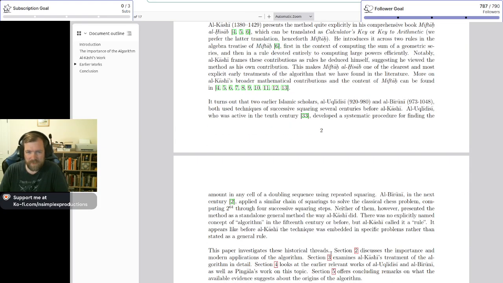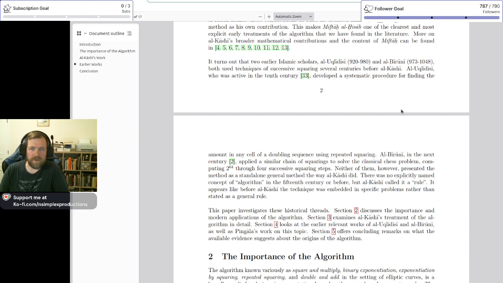So, pretty good. Turns out that two earlier Islamic scholars, Al-Uqaydisi and Al-Biruni, both used techniques of successive squaring several centuries before Al-Kashi. Al-Uqaydisi, who was active in the 10th century, developed a systematic procedure for finding the amount in any cell of a doubling sequence using repeated squaring. Al-Biruni, in the next century, applied a similar chain of squarings to solve the classical chess problem, computing 2 to the 64th through 4 successive squaring steps.